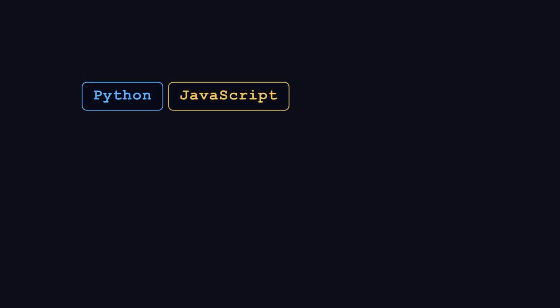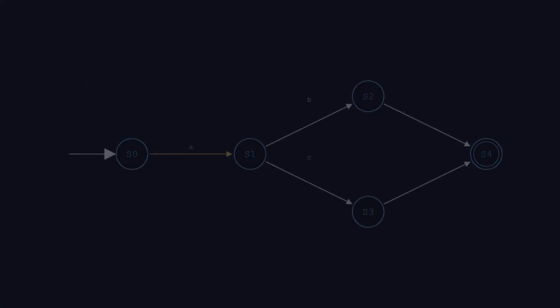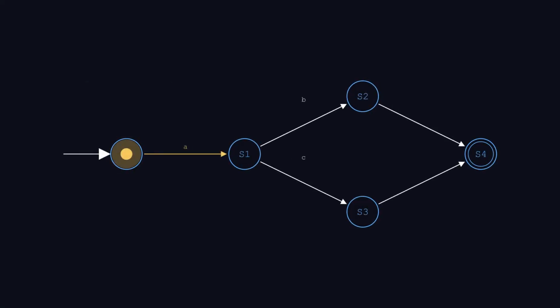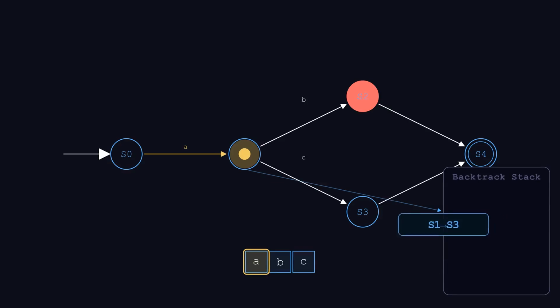Python, JavaScript, Java, Ruby, they all use backtracking engines. Instead of building a DFA, they walk the NFA directly. Here's how it works. The engine starts at the NFA's start state with the first character of input. When it hits a branch, like an alternation or a quantifier, it picks one path and remembers the other. If the chosen path leads to a dead end, the engine backtracks. It rewinds to the last choice point, tries the other path, and continues.